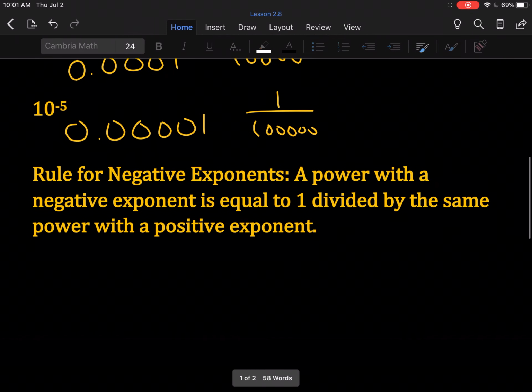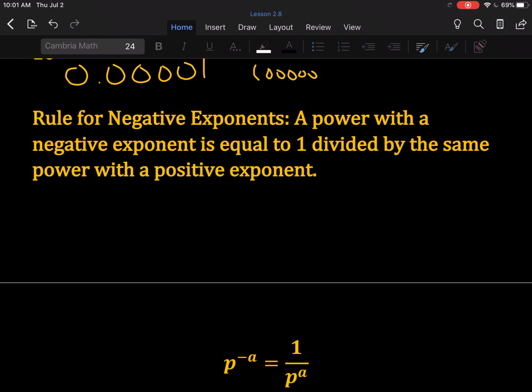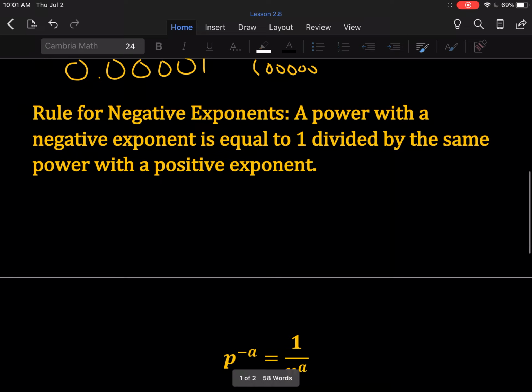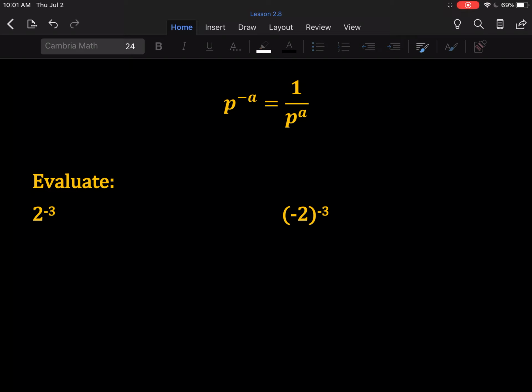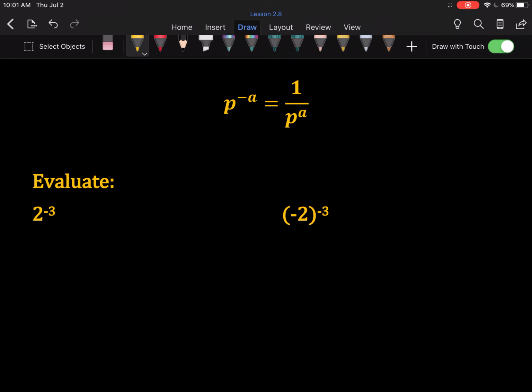So negative exponents. A power with a negative exponent is equal to 1 divided by the same power with a positive exponent. And this is what it looks like. Whatever our power is, we're going to chuck it into the denominator of a fraction and change the exponent to positive. So 2 to the negative third is the same thing as 1/2 to the third. Chuck it in the bottom of a fraction and make the exponent positive. This does say evaluate, which means we do have to turn the 2 to the third into a number. 2 to the third is 8.